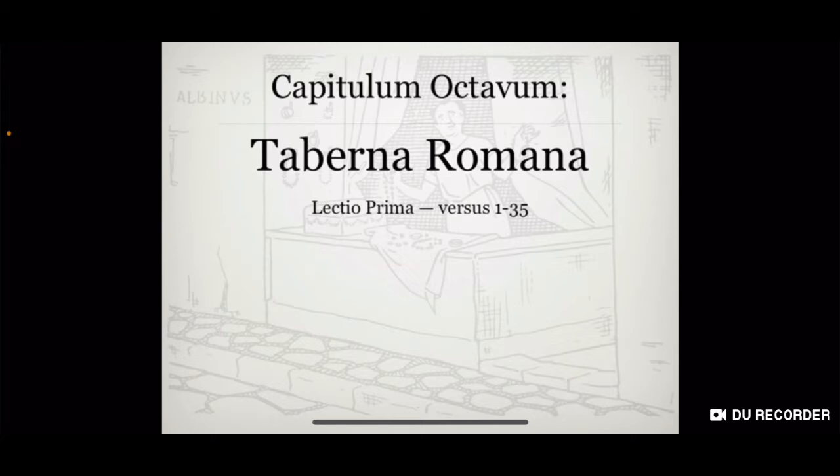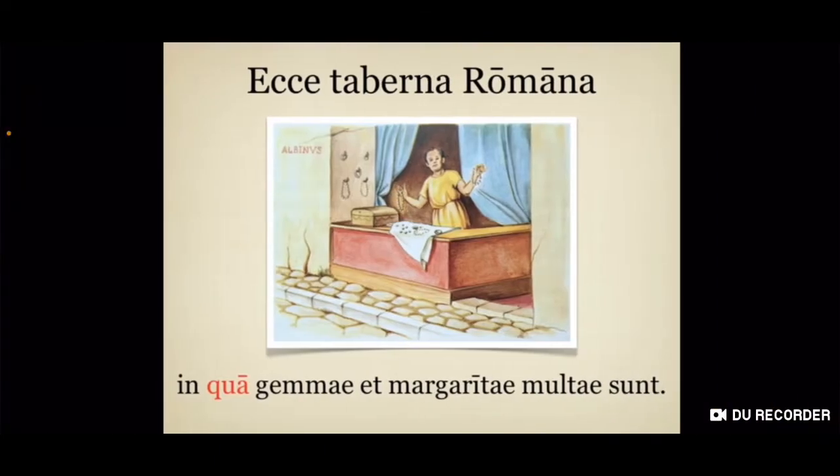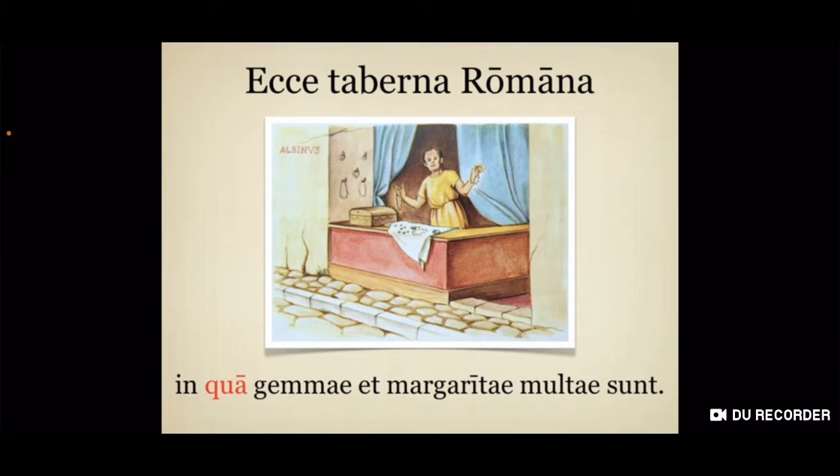So just like the last few chapters, we're going to just point out what's new, or any words that correlate with our English language that'll help you with the meanings of some of the words. Let's begin. Ecce Taberna Romana. Look at a Roman shop. In qua gemma et margaritae multae sunt, in which there are many gems or jewels and pearls, margaritae.